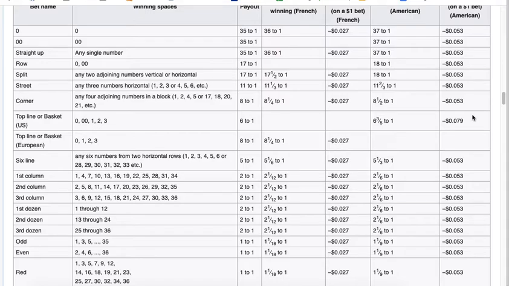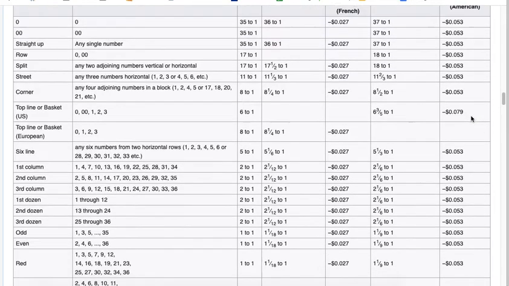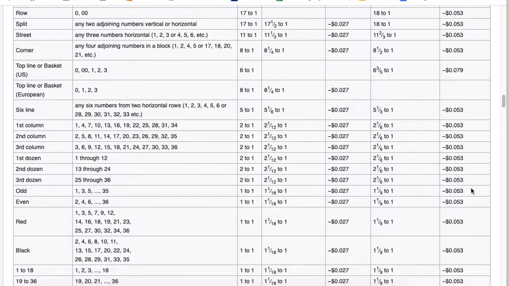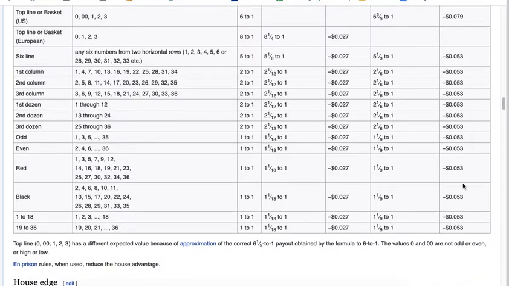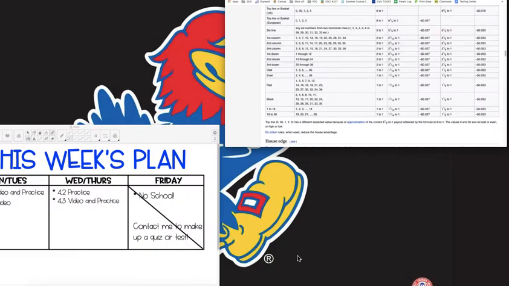Doing a top line or basket, where you just do the 0, 00 and the 1, 2, 3, that even is a riskier bet, but the payoff is pretty good. It's a 6 to 1 payoff here. Then we still have losing a nickel, losing a nickel, losing a nickel for most of the bets here. So keep in mind this idea of the risk associated with each game.